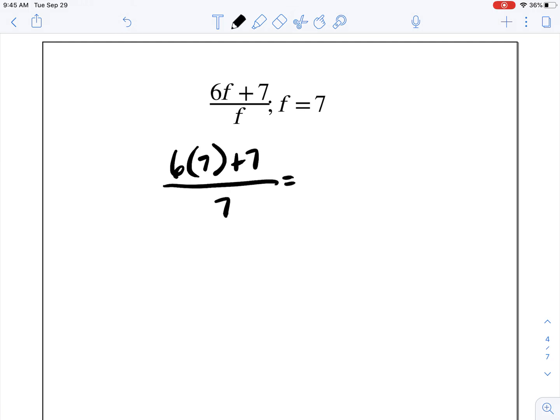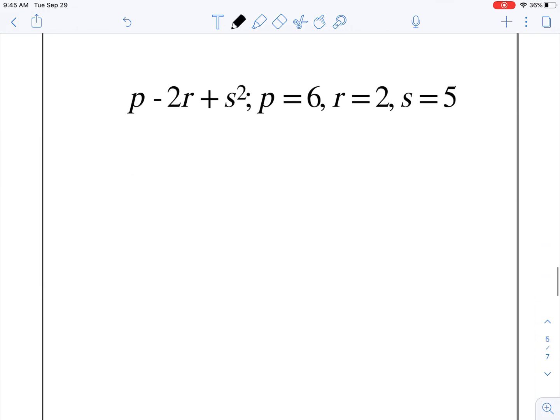So I'm going to do everything on the top first. So 6 times 7 is 42, plus 7 is 49, and then I'm going to divide by 7. Go ahead and finish that out because it gives you a whole number, and the answer is 7.